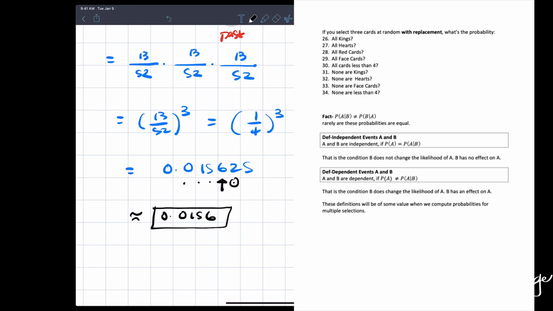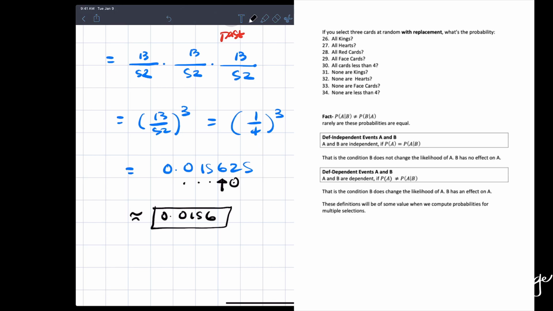We have the definition here. We say two events, A and B, are independent if the probability of A equals the probability of A given B. This is what it means to be independent. It means the condition B does not change the likelihood of A. B has no effect on A.